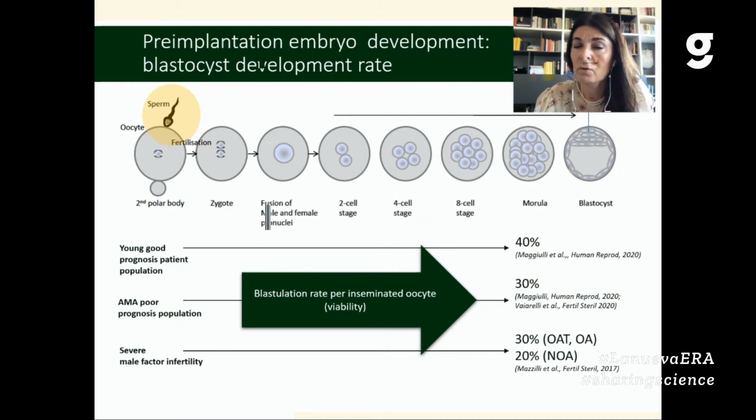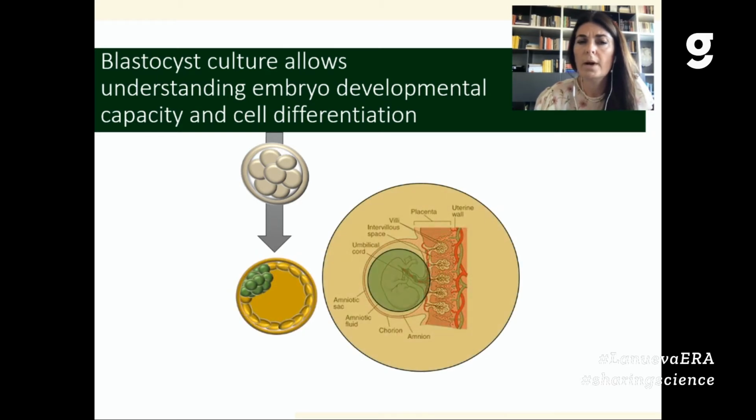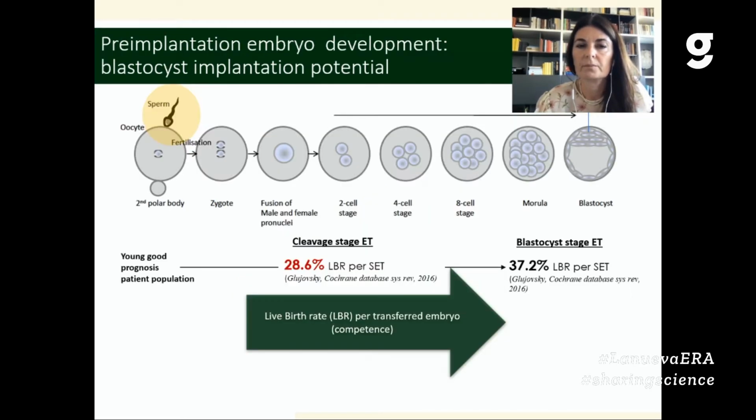So this has to be very well known and very well explained to the patient. Why is it so important to identify the blastocyst formation? Because this is a super important moment in embryo development. It is the moment of cell differentiation, when in the embryo you can recognize 2 different cell populations, the inner cell mass and the trophectoderm. So you can really assess the capacity of the embryo to differentiate, and this is a very important step for, of course, implantation.